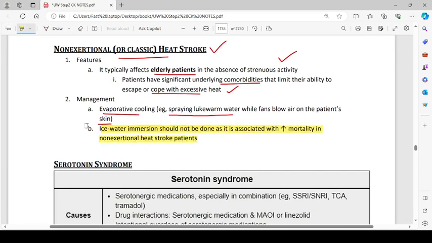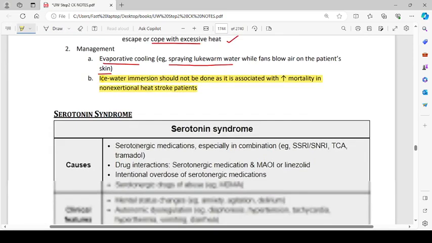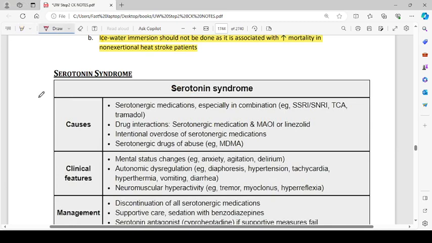Then comes serotonin syndrome. Now, the causes of serotonin syndrome are serotonergic medications. Basically, it is when you have high levels of serotonin circulating in the blood. So there is a constellation of symptoms which we will see in the clinical feature section.